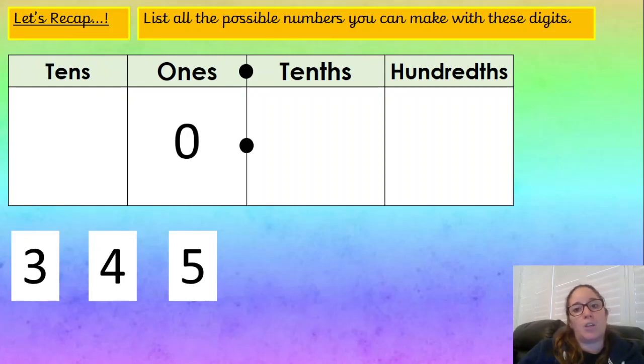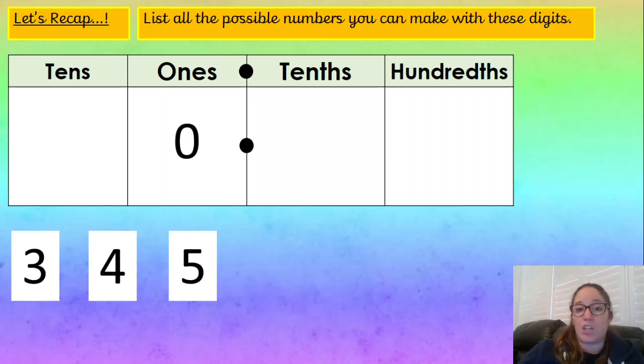So for this first bit, I'd like you to write down the digits 3, 4 and 5. So don't write 345, make sure they're separated. Okay, and you can either draw or print a place value grid. In fact, you don't even need to print a place value grid, but you can draw it if you want it. Okay, but you've already got a 0 as your ones. How many possible numbers can you make with those digits? So you've got a 3, a 4 and a 5, but you've already got a 0 in your ones column. So how many other numbers can you make? Okay, so have a go at those.